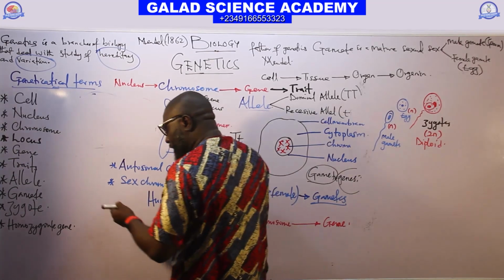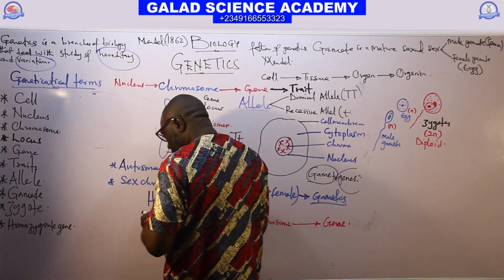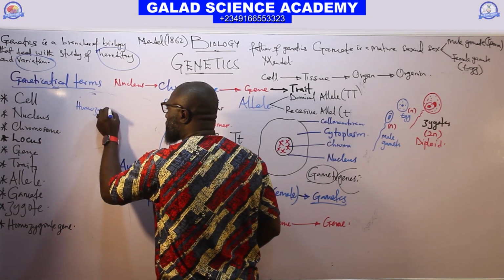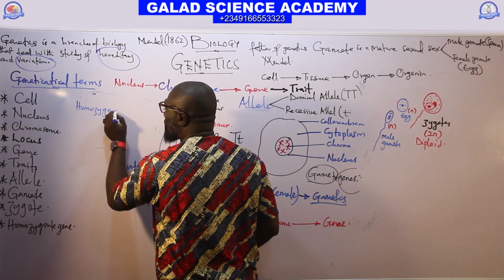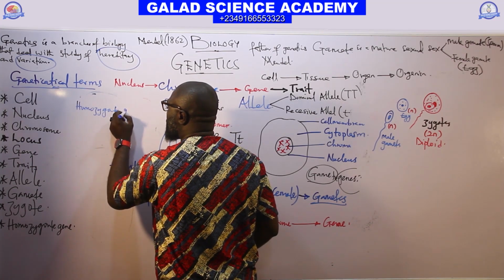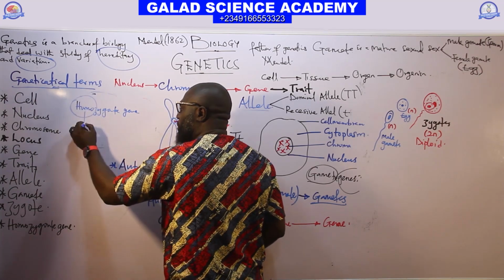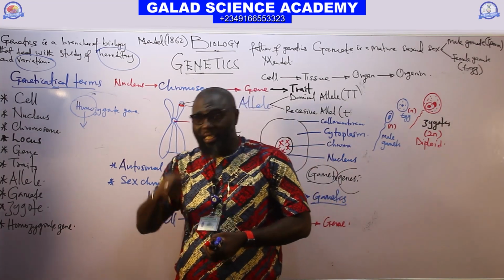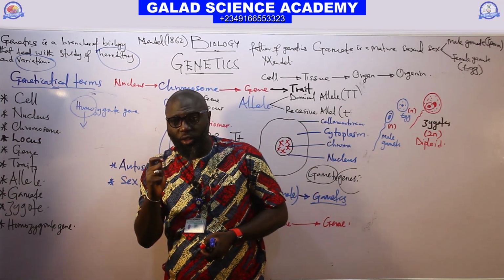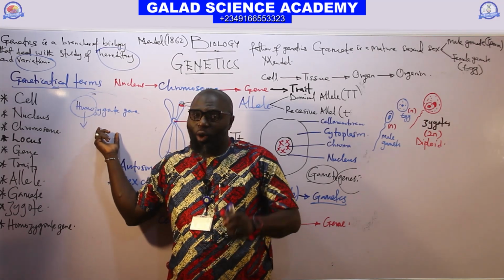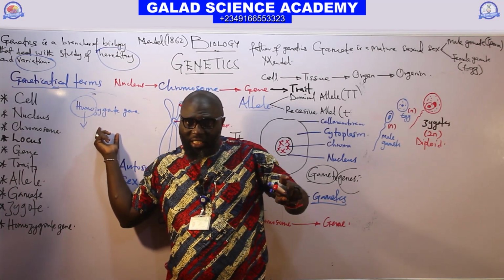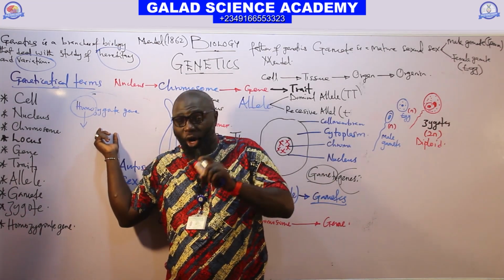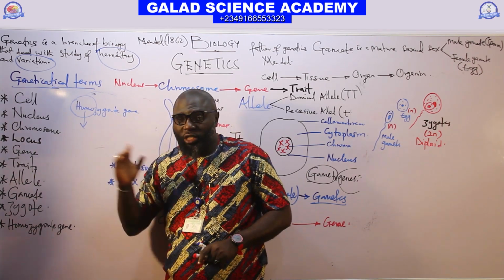If you look at the name here, we have homo. Homozygous gene. The homo means same. They are organisms that have two similar genes for a character. So any organism that has two similar genes for a character is called a homozygous gene organism.